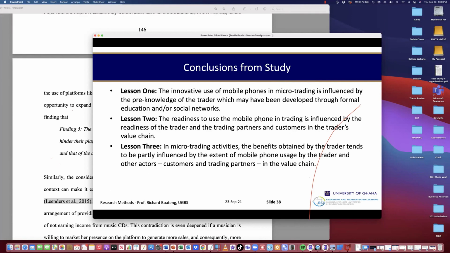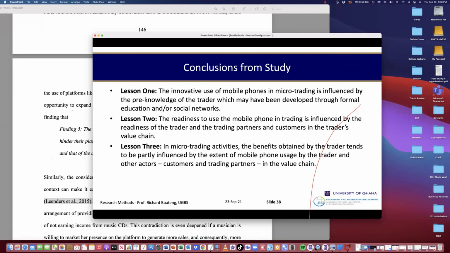Lesson 2, or finding 2: the readiness to use a mobile phone in trading is influenced by the readiness of the trader and trading partners and customers in the trader's value chain. Number 3: in micro trading activities, the benefits obtained by the trader tend to be partly influenced by the extent of mobile phone use by the trader and other actors such as customers and trading partners in the value chain. So these are key conclusions that came from the study.